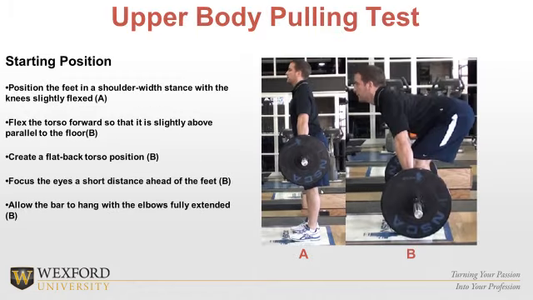Next, you're going to position the feet in a shoulder width stance with the elbows slightly flexed. You're going to flex the torso forward so that it is slightly above parallel to the floor, as in position B. The back has to be flat. You're going to create a flat back torso position. So the knees are bent a little bit. You're going to stick your butt back, almost like doing a stiff-legged deadlift. Focus the eyes a short distance ahead of the feet. Allow the bar to hang down with the elbows fully extended.